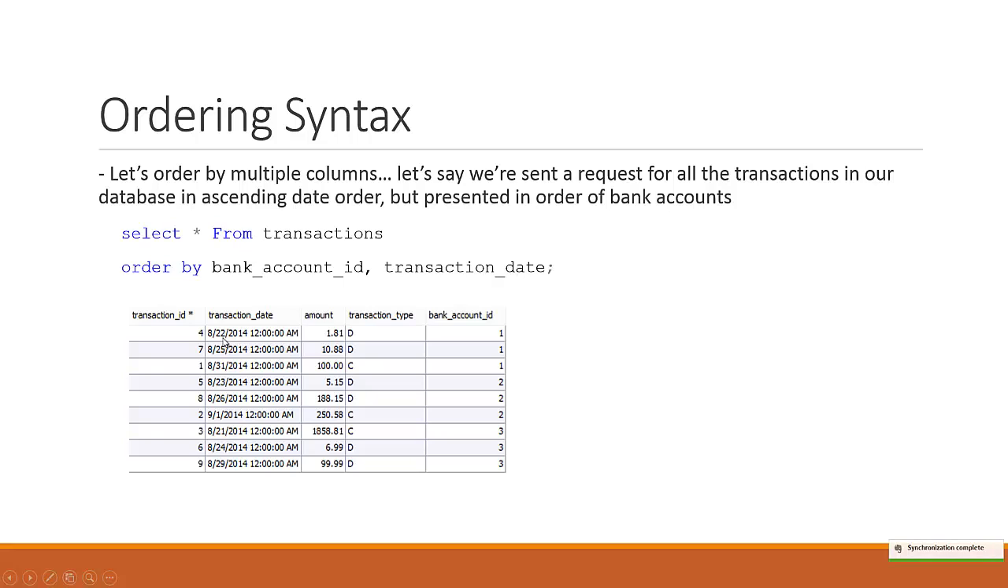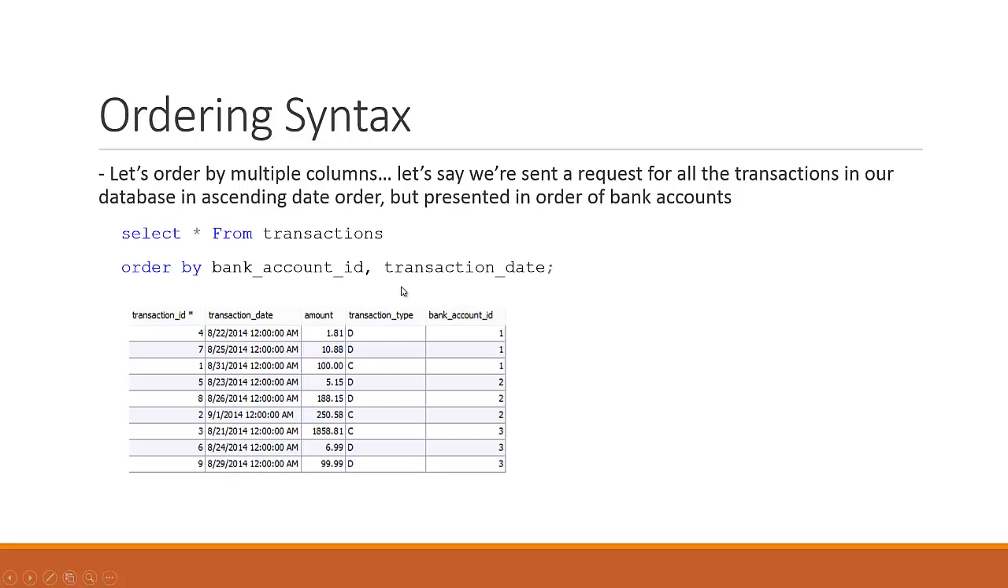So the result is the transaction dates you see do not appear perfectly in order, but what does appear in order is the bank account ID. So all these are sort of quote unquote grouped together. All the bank account ID 1s and then 2s and then 3s. And within these sub groups of ordering, if you look to the left, you see that the bank account ID 1s are all ordered by transaction date, and then number 2 ordered by transaction date, and then number 3 ordered by transaction date.